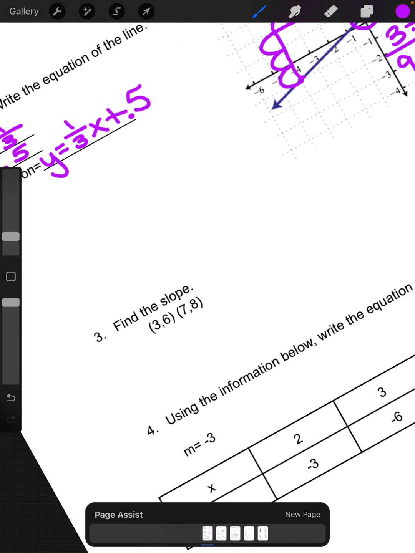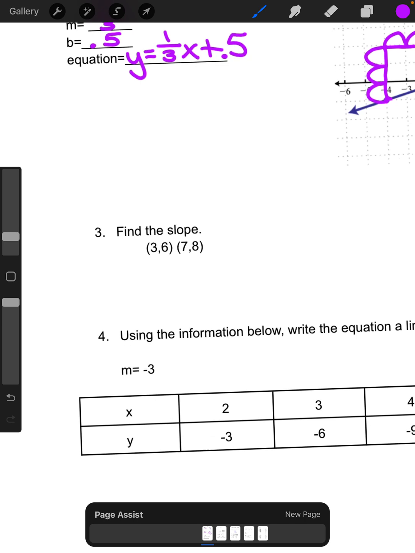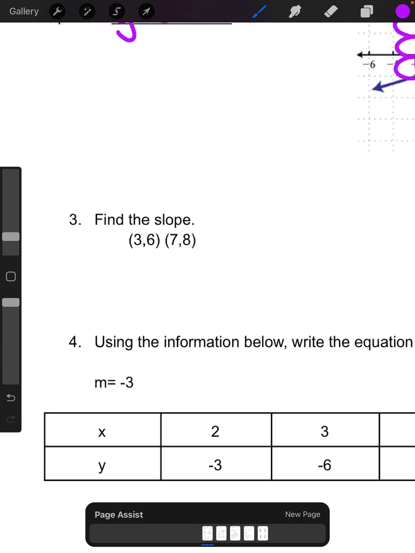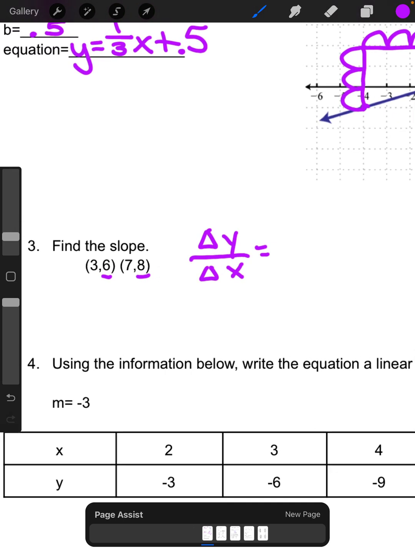All right, from here, they want me to find the slope using these 2 points. So with these 2 points, I know I can find the change in y over the change in x. And I know we've seen this several times written like this, delta y over delta x. So I have my 2 y terms, 6 and 8. I'm going to take y2, the second y, which is 8, minus the first y, which is 6, over x2, which is 7, the second x, minus the first x. And then I'm just going to simplify. 8 minus 6 is 2.